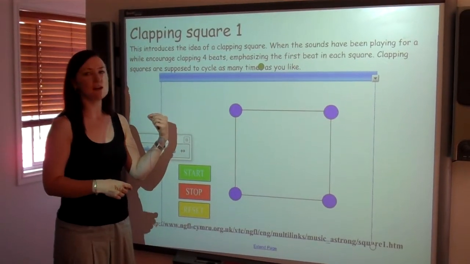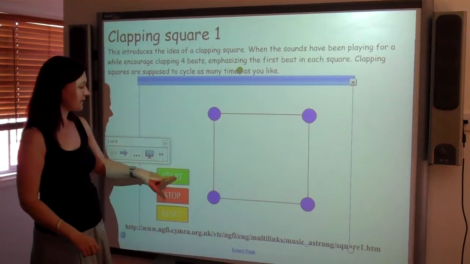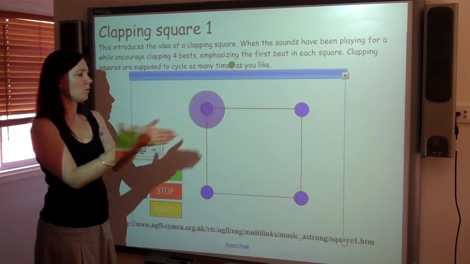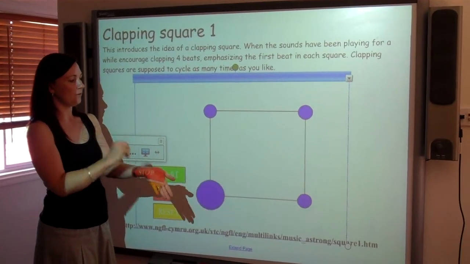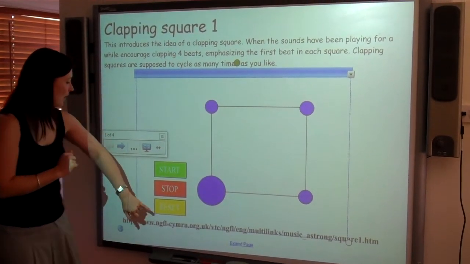What I would be doing is asking my students to clap on the first beat to emphasise the cycle of beats like this. 1, 2, 3, 4, 1, 2, 3, 4.